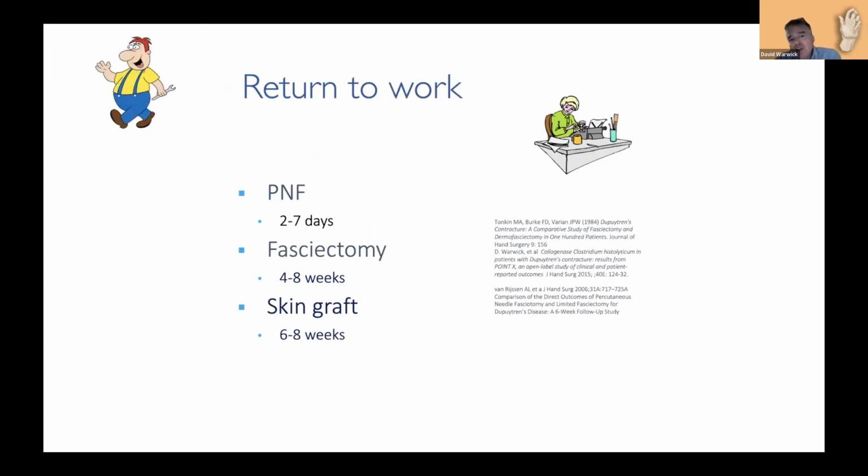We also have some data on return to work. Needle fasciotomy is pretty quick. Surgery takes longer. Skin grafting probably a bit longer. And again, maybe if we all give steroids, we'll get that return to work quicker after fasciectomy. That'd be a good outcome measure for if Jonas does his paper again.